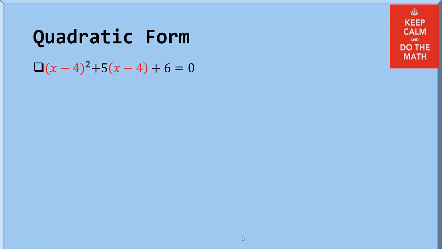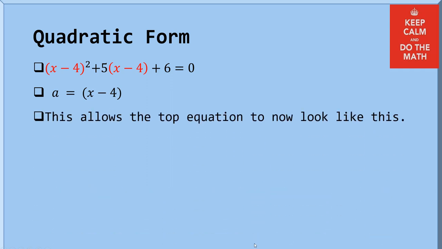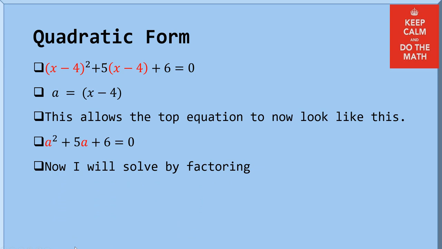All right, so there's the equation again, the quadratic form. A is going to be in place of x minus 4, and this allows the top equation to now look like this: a squared plus 5a plus 6. It's a little easier to see than x minus 4 squared plus 5 times x minus 4 plus 6. And this is a perfectly legitimate way of utilizing all of the skills I know. So I'm utilizing substitution.